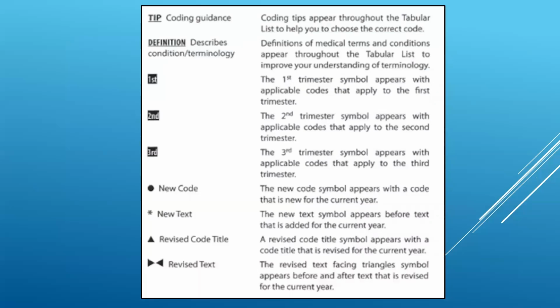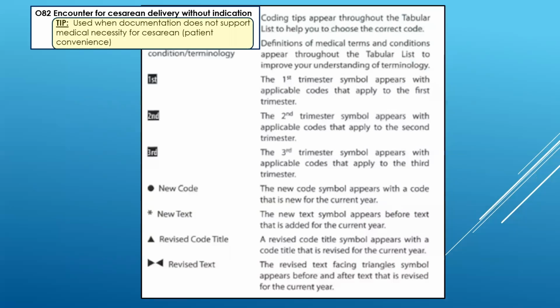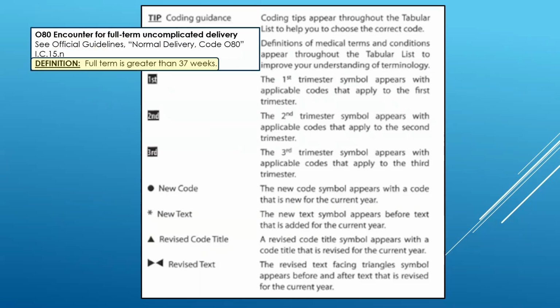Coding tips appear throughout the tabular list to help you choose the correct code. Here is a tip found under O82. O82 is the diagnosis code for encounter for cesarean delivery without indication. The tip states, used when documentation does not support medical necessity for cesarean section or for patient convenience. Here you're just getting a little bit more information to make sure that you're selecting the correct code.